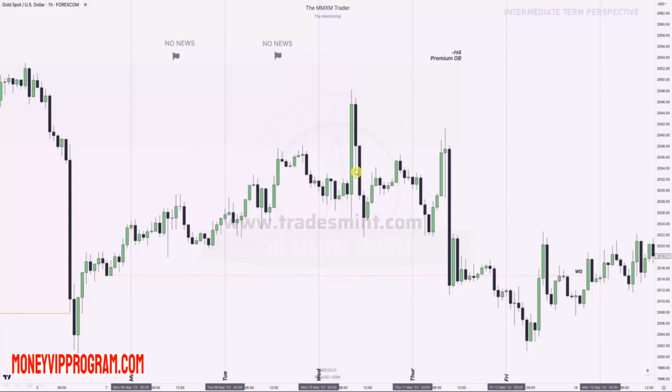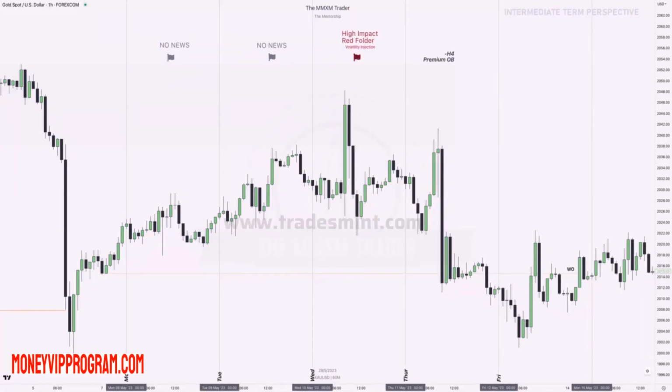What do we want to see when we're bearish? We want to see a high of the week being formed, right? And then that is coupled up with a high impact news event. So in this case, we got CPI, and then it's most likely to form high of the week with that news folder. So CPI, volatility injection, and remember that 4-hour bearish order block, right, in premium, that is the area where we want to trade from.